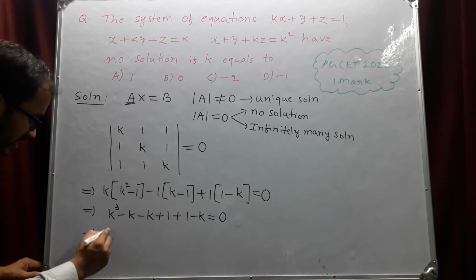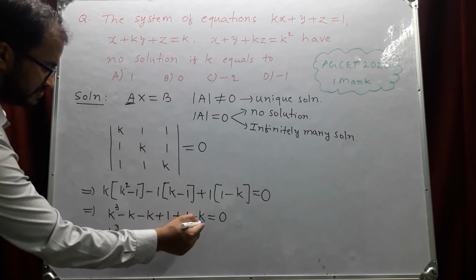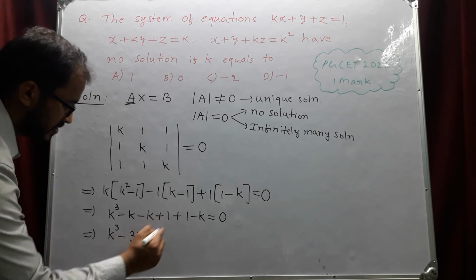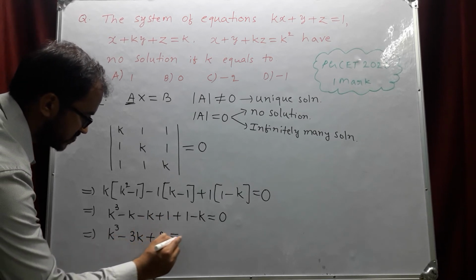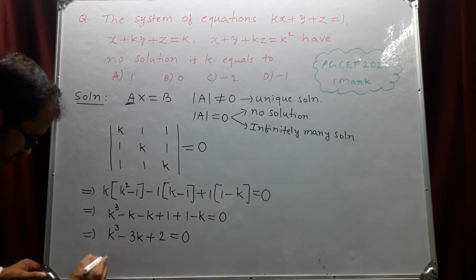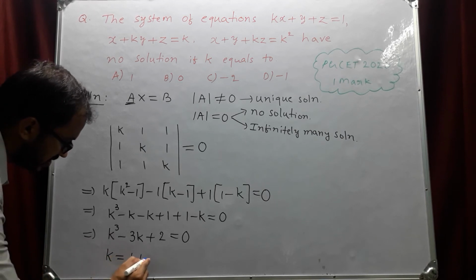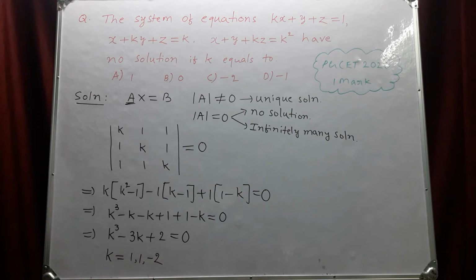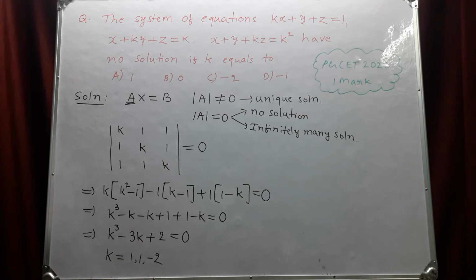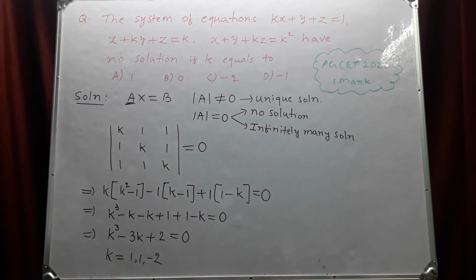So implies k cube minus k minus k minus k, that is minus 3k, plus 2 is equals to 0. So if you solve this equation, you will get the value of k as 1, 1, minus 2. So whenever k is equals to 1 or minus 2, it may have no solution or infinitely many solutions.